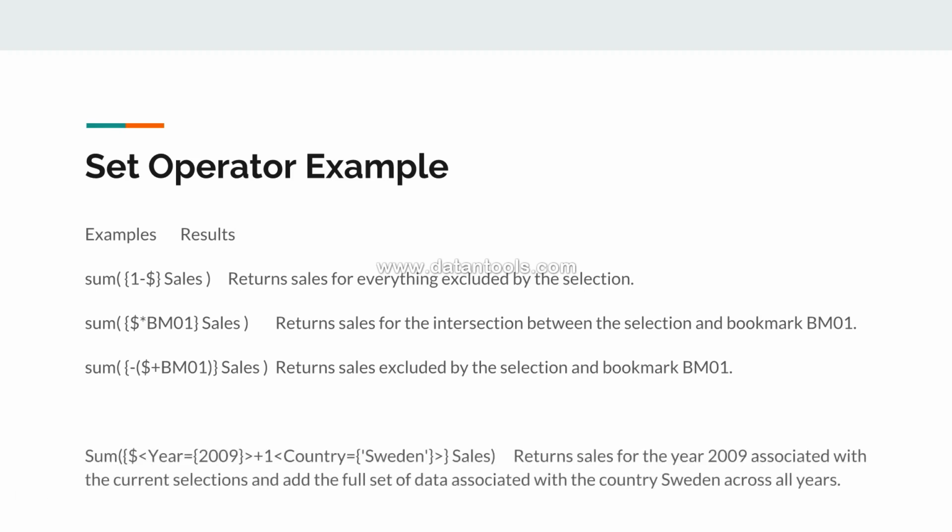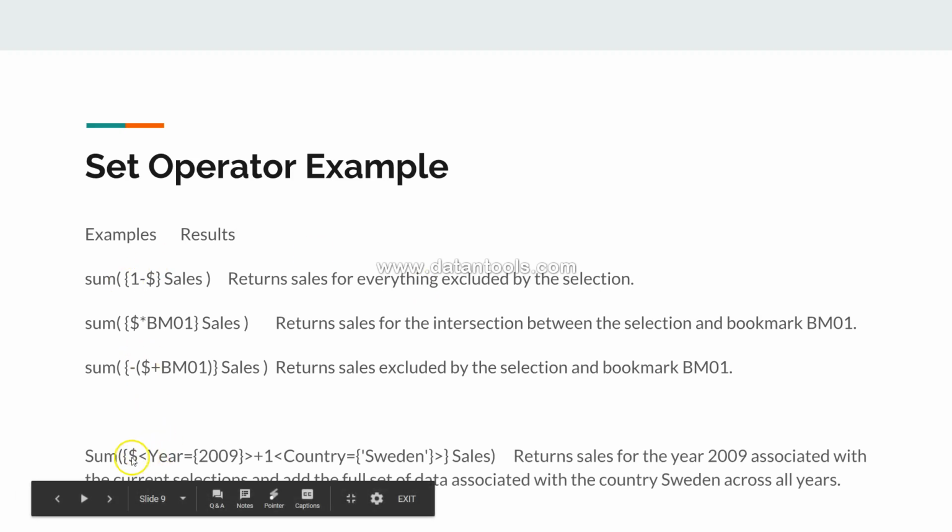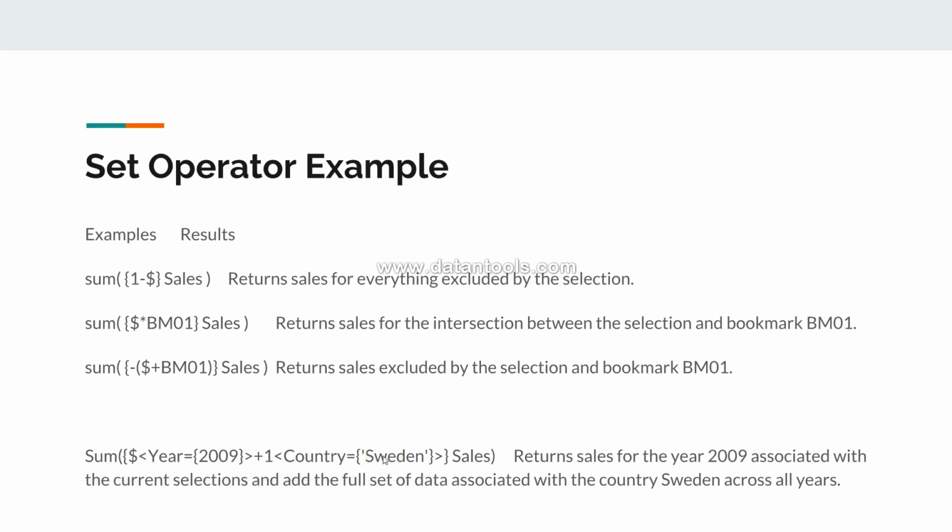And finally, a different type of example. You will see that first you have dollar year 2009 in one set, and in another set you have all the values but only for country Sweden. So it returns the sales for 2009 associated with the current selection, as dollar is present over there, and then adds the full data set associated with the country Sweden across all years.